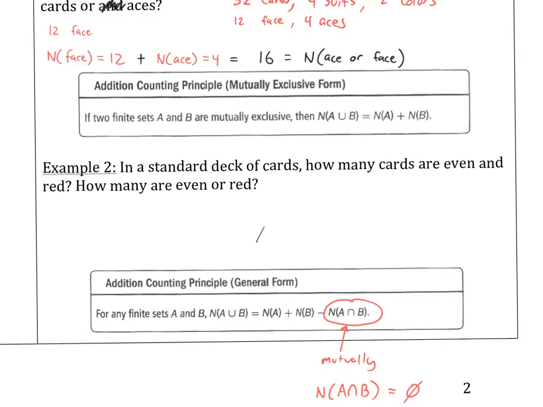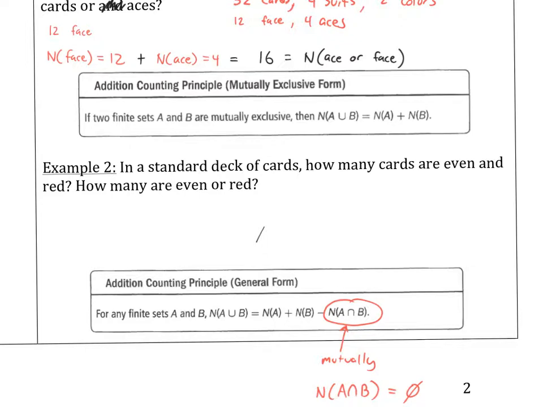So that brings us here, where we add the numbers of one set and the numbers of the other set, and we subtract the intersection to account for the double counting. So here's the example of that. In a standard deck of cards, how many cards are even and red? Okay, and how many are even or red?